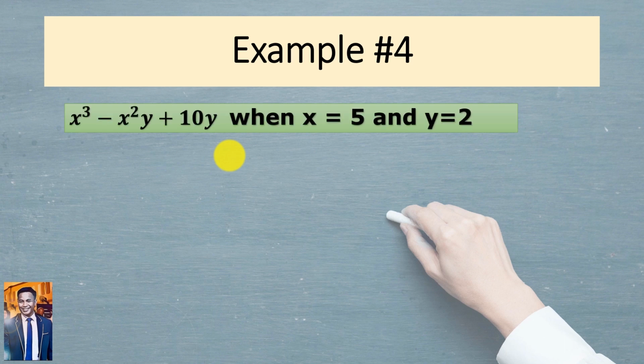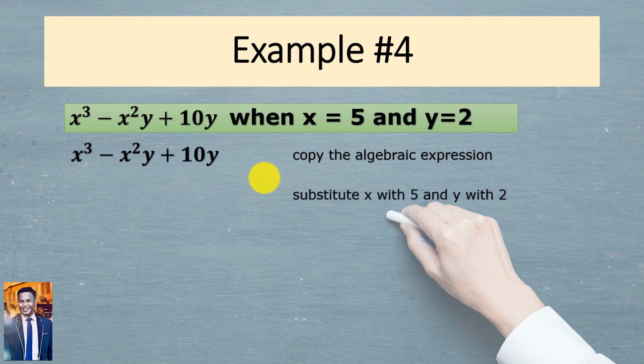X raised to 3 minus x raised to 2 times y plus 10y when x is equal to 5 and y is equal to 2. So first thing to do, again, we copy the algebraic expression. So, we substitute now x with 5 and y with 2. And that becomes 5 raised to 3 minus 5 raised to 2 times 2 plus 10 times 2.